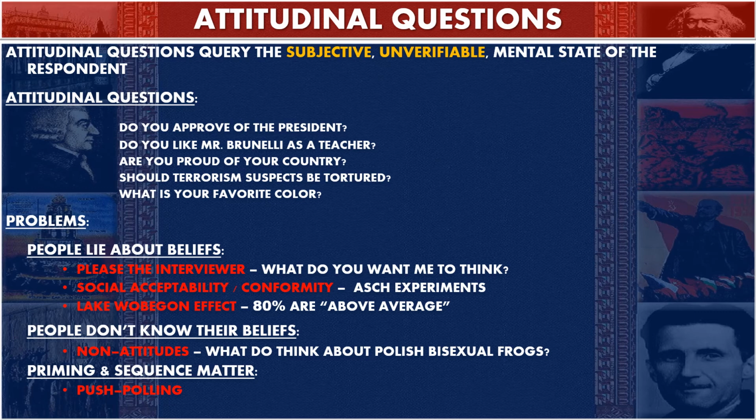The second thing, suggested by what are called the Asch experiments in social psychology, is that people will give answers that they think people want them to give.